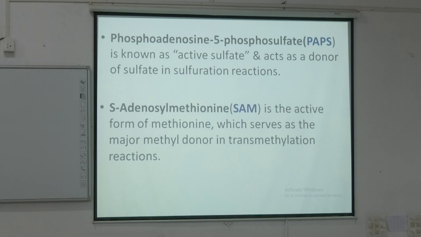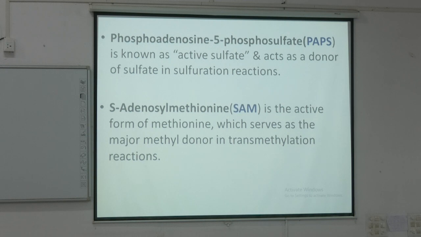Another is PAPS, phosphoadenosine 5-phosphosulfate. This is known as active sulfate, used in sulfation reactions, which we will read about in protein metabolism. Very important is SAM, S-adenosyl methionine. In viva they will ask what is the active form of methionine, and SAM is also a short note question.